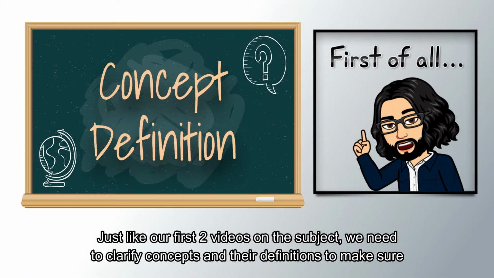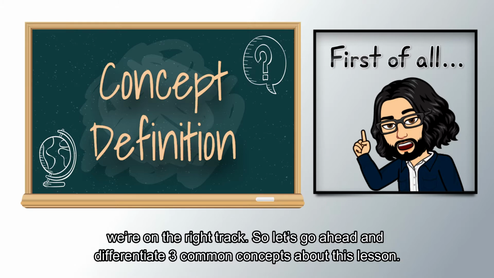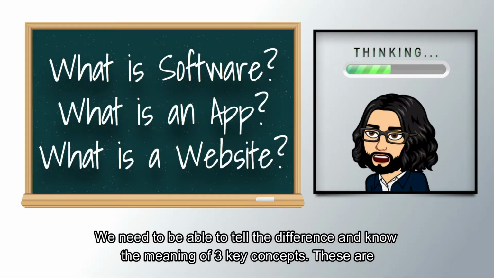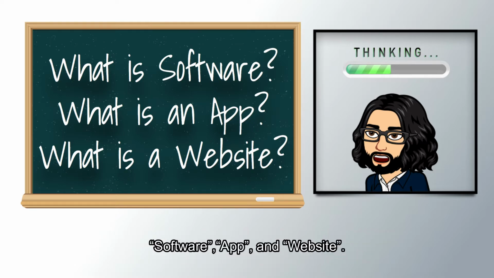Just like our first two videos on the subject, we need to clarify concepts and their definitions to make sure we're on the right track. So let's go ahead and differentiate three common concepts about this lesson. We need to be able to tell the difference and know the meaning of three key concepts. These are software, app, and website.